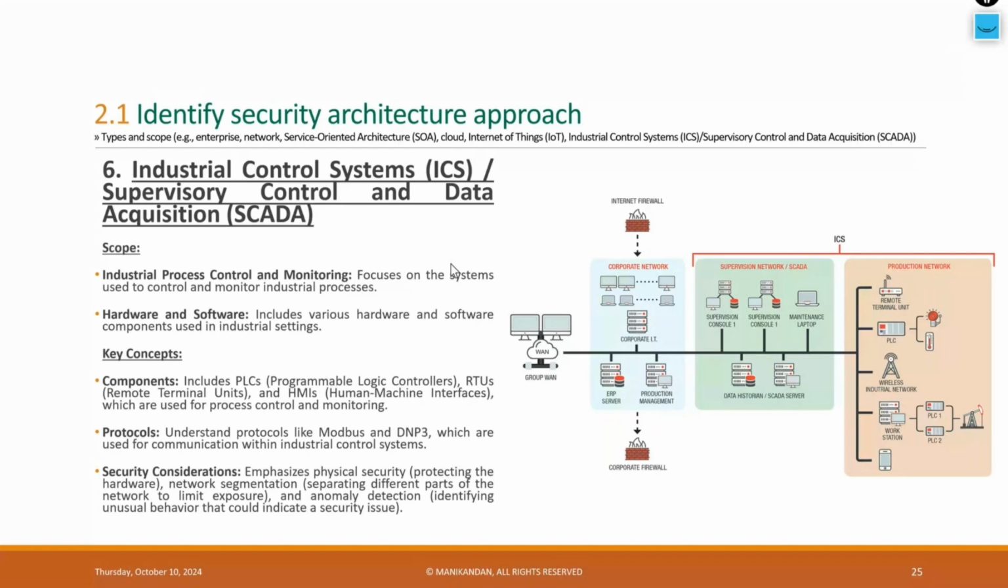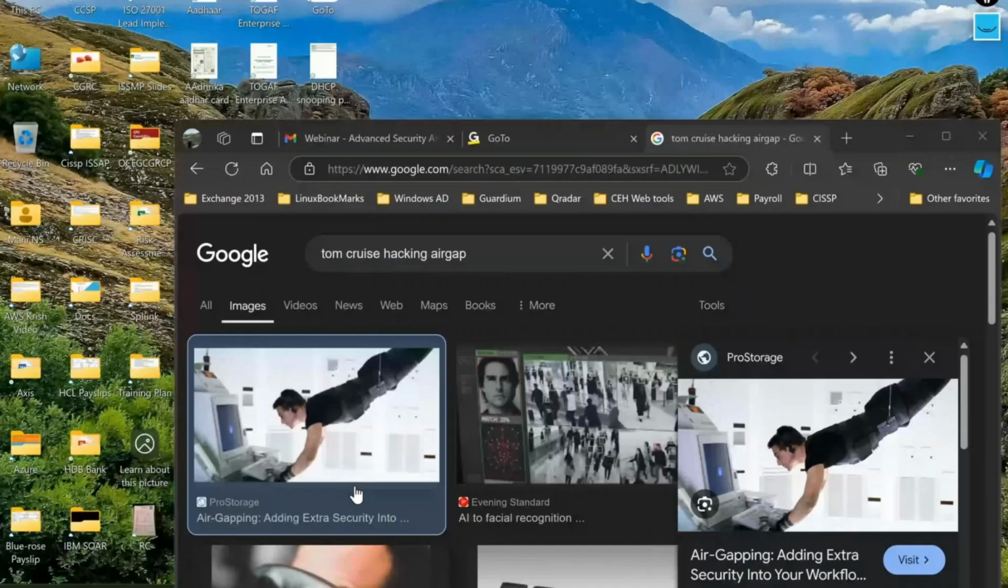You must have seen the Mission Impossible Tom Cruise movie, where Tom Cruise tries to hack an air gap system. So what do we mean by air gap? Air gap means it is physically and logically isolated. Let me show you this. This is the one I was referring to. You see this air gapping? Someone is trying to hack the particular air gap system which is physically and logically isolated.